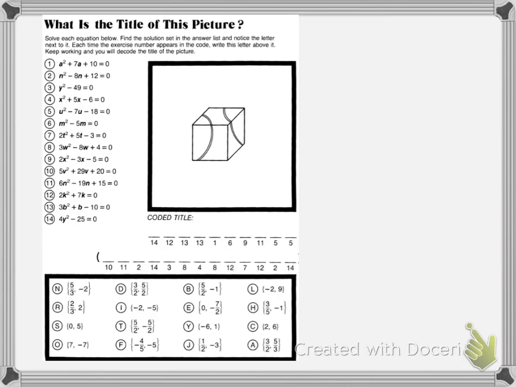I know I'm making noise here, but I've got to shift. Let's pick problem number 1. Now problem number 1 reads a squared plus 7a plus 10 equals 0.